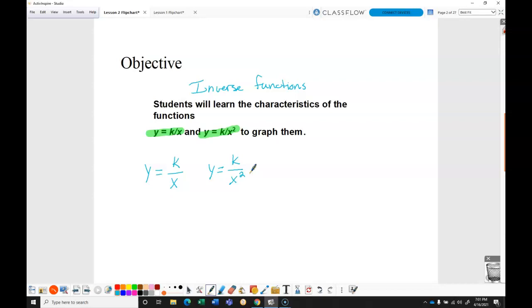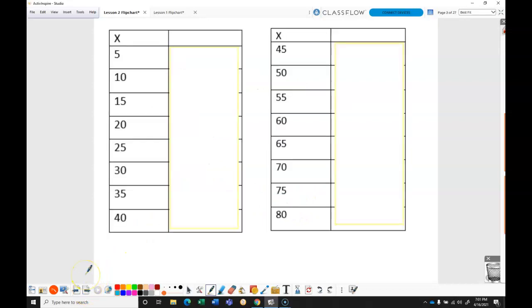But first, I want to go a little further with this distance equals rate times time that we started with in the warm-up. So if I'm looking at this, if his x is 5 miles an hour, what I did was I took the 20 and I divided by whatever the x was. Okay, so in the warm-up, we got that he would go 4 hours when he was going 5 miles an hour.